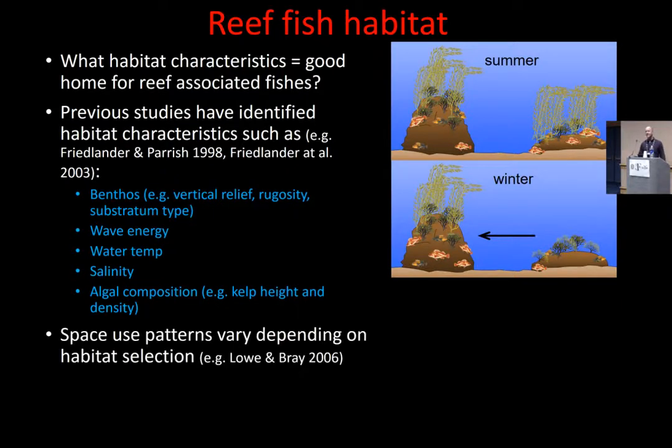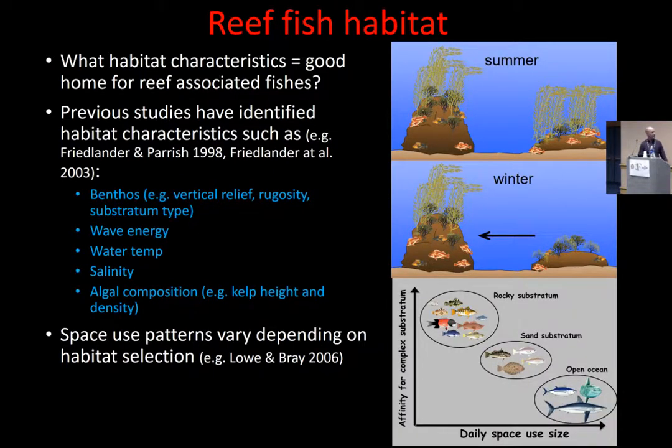So the bottom line is most of the work has been focused on the community structures and the species associated with those communities and how those different variables can shape or build those communities, but there's been a lot less work focused on how animals use those habitats and how that affects their behavior, their habitat selections, and their space use. So we've actually proposed some models where, looking at affinity for certain habitat types and more complex substrata, species should have smaller daily space use.